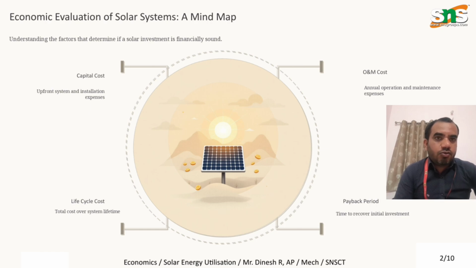So this is the overall mind map of economic evaluation of solar system. First we have to understand that there are four. One is capital cost, which is the overall installation expense, followed by life cycle cost, which is the total cost over the system lifetime, payback period, the time to recover the initial investment, and then O&M, which is the annual operation and maintenance expense. By seeing this mind map we can understand the overall economic evaluation of solar system.